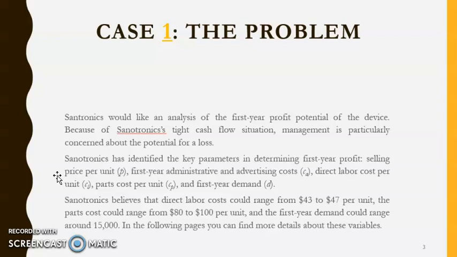Another thing that is of course very important is first year administrative and advertising cost. It is some sort of fixed cost that you have when you run a business. You put some money to assign to advertising and administrative things, and it has no relation and is not dependent on the volume of your production or the volume of your sale. It is just something fixed: administrative and advertising cost. Another thing is direct labor cost per unit, and another is part cost per unit. Each unit that you make needs labor and needs parts, so all these things cost you, and they are dependent on the number of units you produce. And finally is the demand.